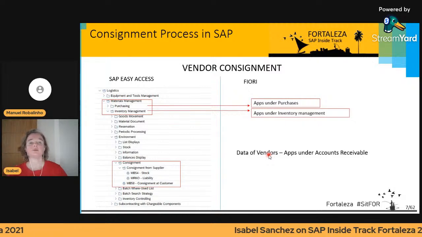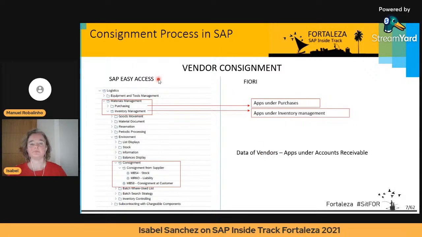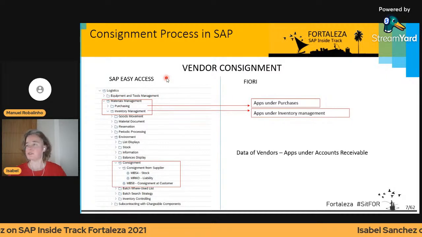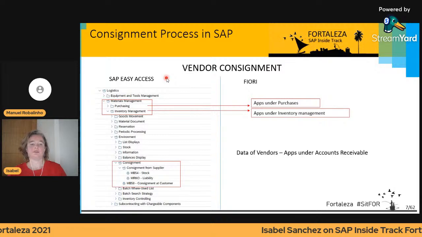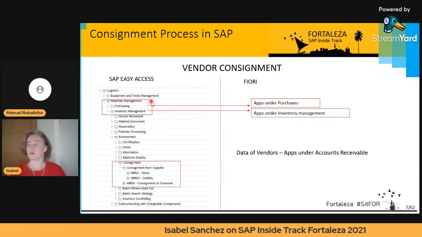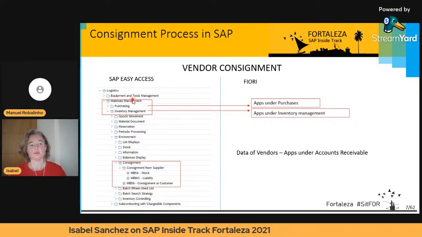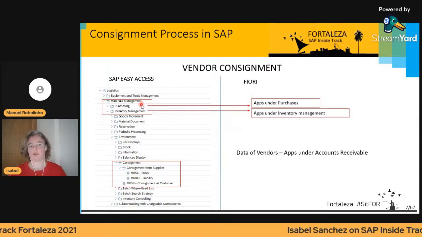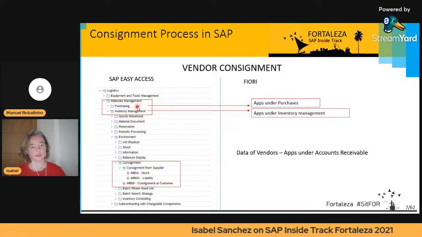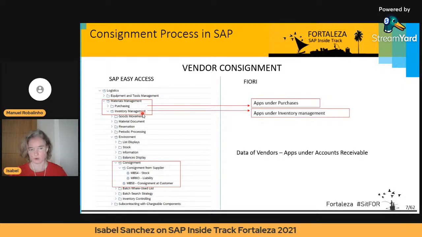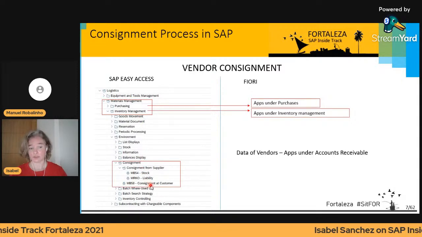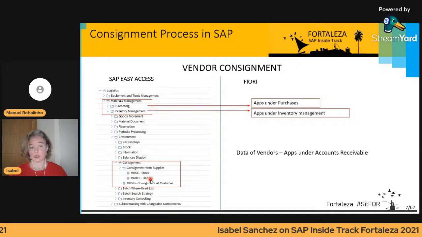So, about what transactions or what part of SAP you can find consignment in: vendor consignment is in Material Management. It's a part of MM. Inside Material Management, you can find it in purchasing and inventory management. There are 3 own transactions, which are stock, liability, and consignment at customer.